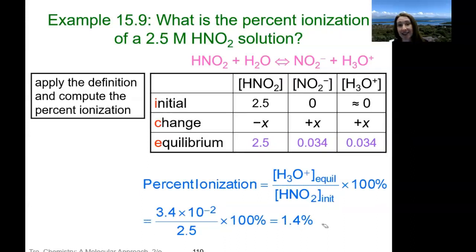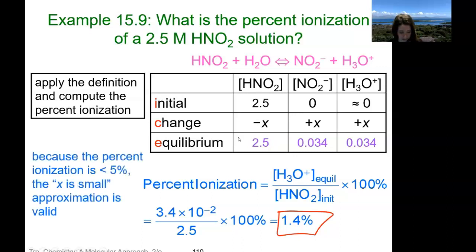So we get 1.4%. And I could see that it was going to be less than 5%, again, because our Ka was 10 to the -4 and this was 1. So it was definitely going to work. This is the same thing as that x is small assumption that we do. So saying our x is small is valid is also our percent ionization. So we love percent ionization questions because they are the same thing we've been doing.